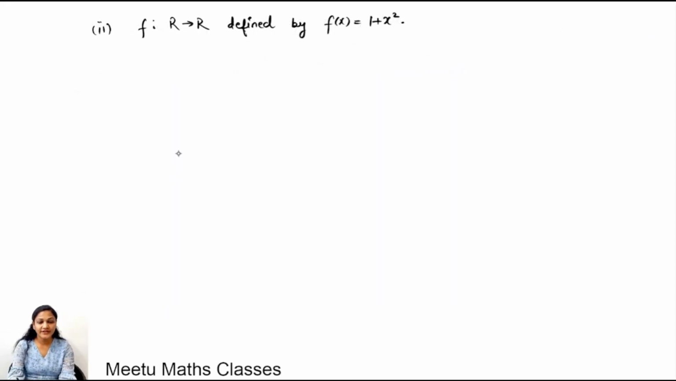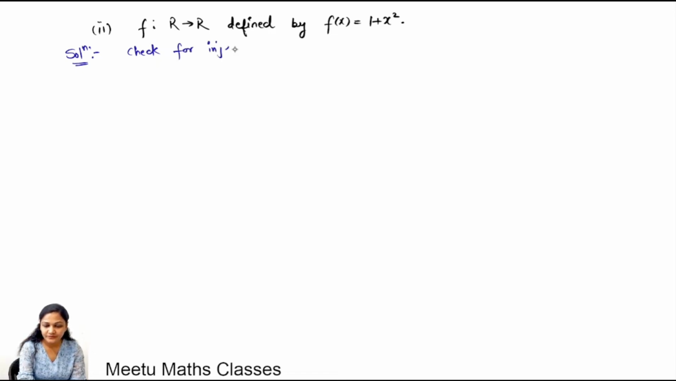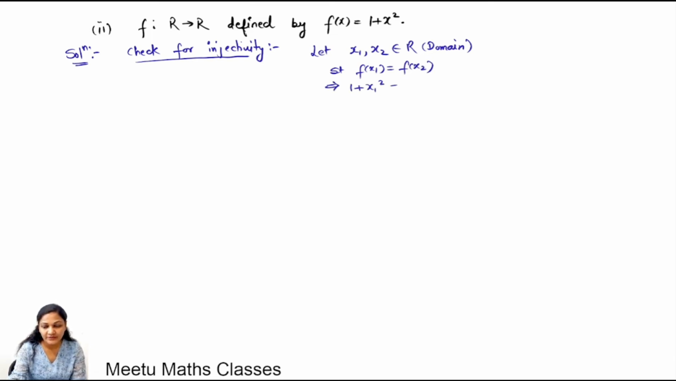Now we are going to check your second function for one-one, onto, or bijection. To check this function for injectivity first, let us take two elements in the domain R such that their images are equal, f(x1) = f(x2). So this implies that 1 plus x1 square is equal to 1 plus x2 square, and 1 will cancel out.